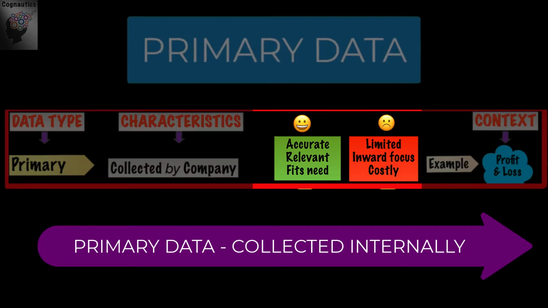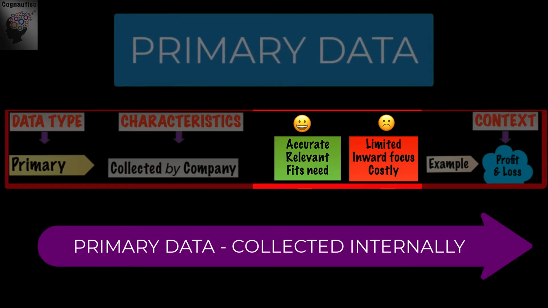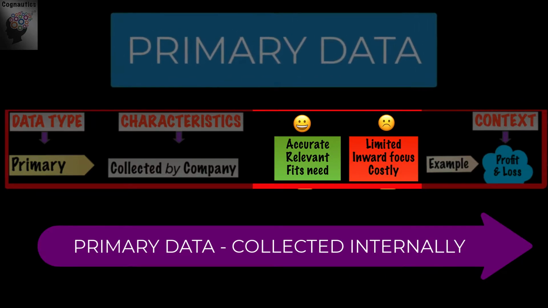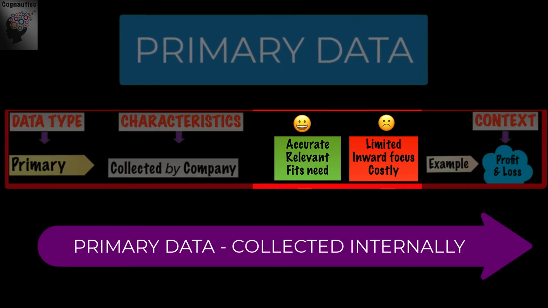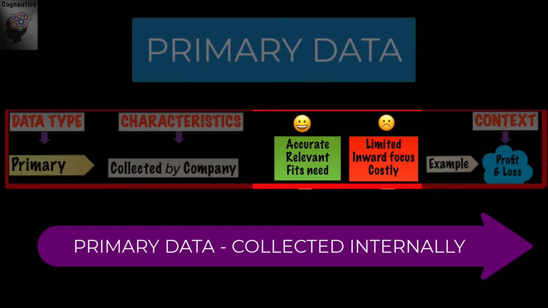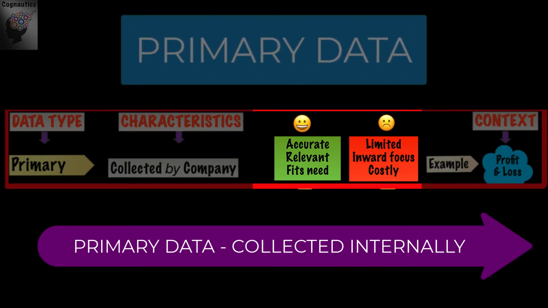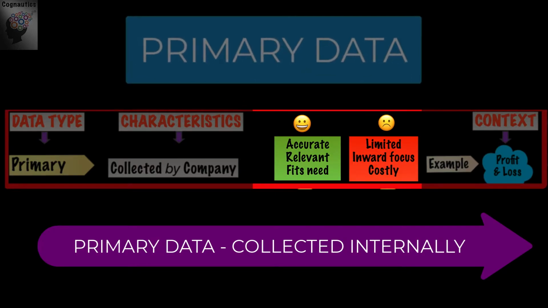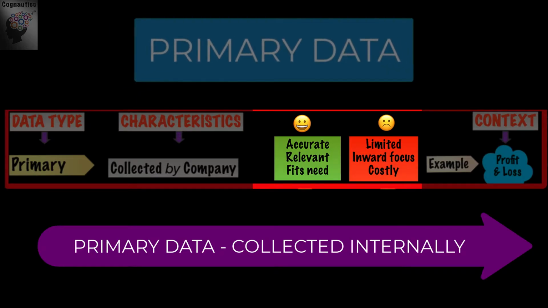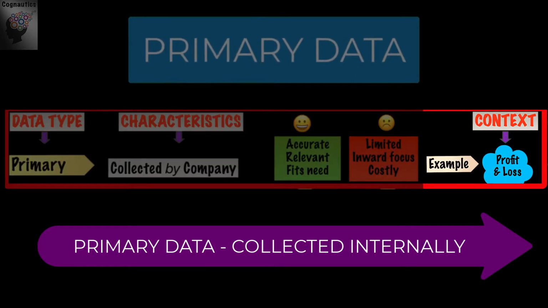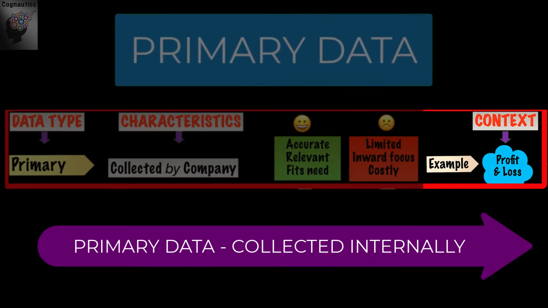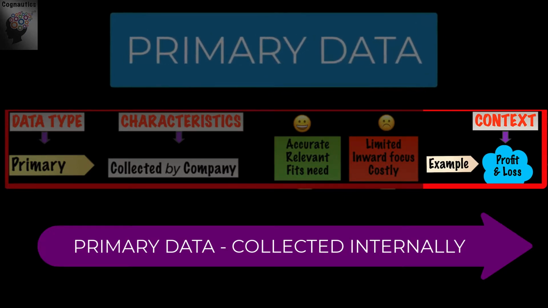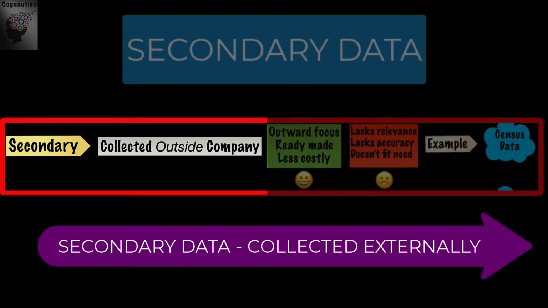However, primary data may be limited in its scope and therefore limited in its usefulness in solving problems that lie outside the company, because obviously internal data is inwardly focused. The other issue with primary data collected by a company is that it's usually expensive to collect and may also be time consuming. One of the examples we cited earlier, so profit and loss accounts, are a good example of primary data. Let's go on to the second data type, secondary data.